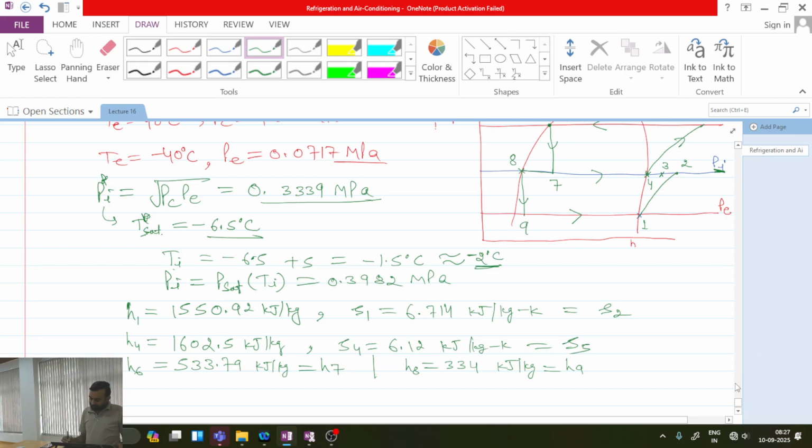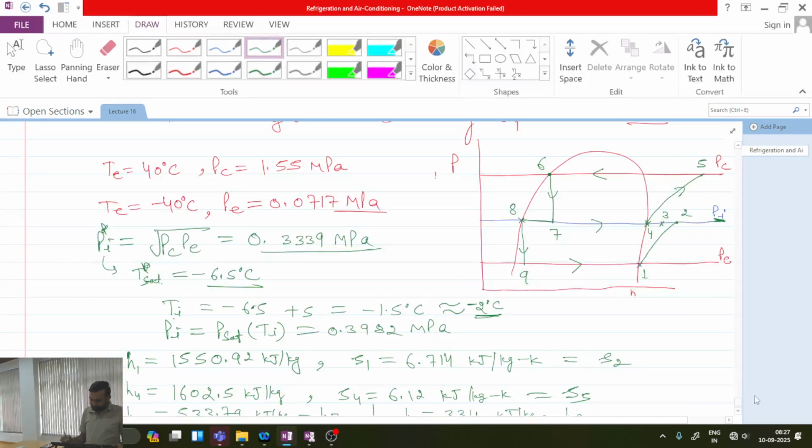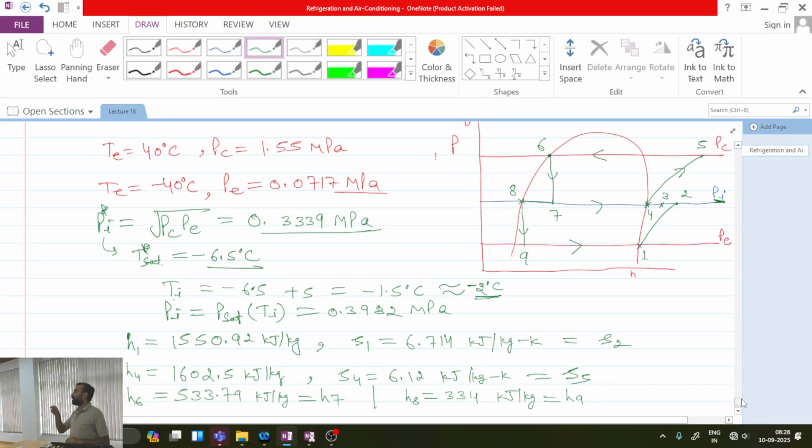Okay. Now after this, can you tell me which property we can determine? From the saturated table only these were the properties which we could determine. Now we need to calculate H2, H3 and H5. How to calculate H2, H3, H5? If you see from the p-h diagram itself, states 2, 3 and 5 are in the superheated state. So we have to refer to superheated tables. In the superheated tables, we always require two state points to predict any property.